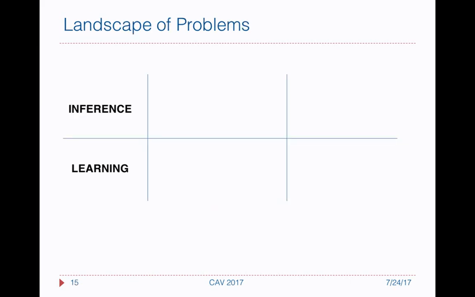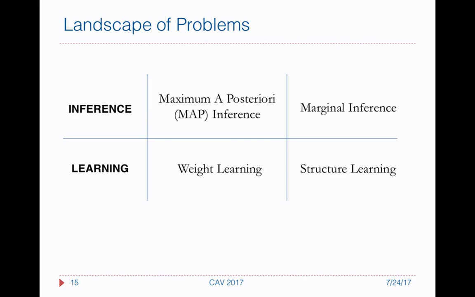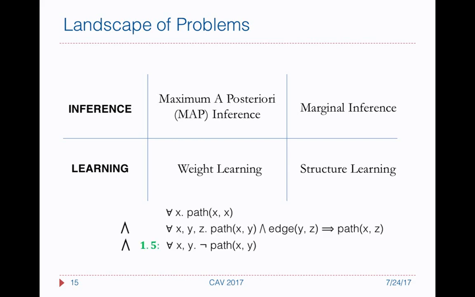Before I move on to the rest of the talk, here's the landscape of problems that one can look at in Markov logic networks. There are inference problems and there are learning problems. The inference problem that we will look at is MAP inference. This problem seeks the most likely world, which I just showed using MaxSAT. We are computing the path relation as the most likely relation. But there's also another inference problem called marginal inference, which I can illustrate using this example. Marginal inference is interested in computing the probability of each of the Boolean variables. So what is the probability that there's a path from node 2 to node 1 in this graph?